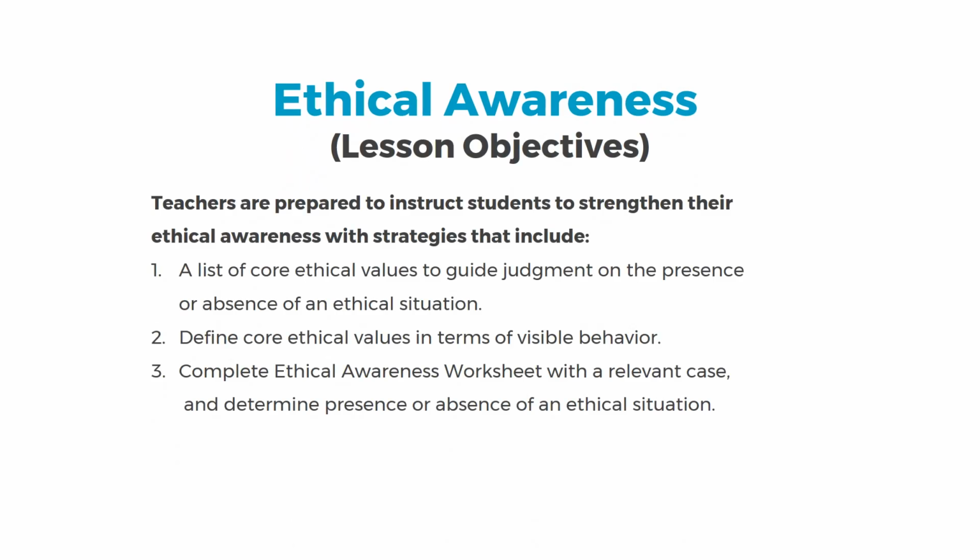With the completion of this example and the review of resources on the Lesson 1 webpage, we trust you feel prepared to design and teach Lesson 1 to your students with the following objectives. Identify a list of core ethical values, Haidt's intuitive ethics, a local list, or a combination list to guide judgment on the presence or absence of an ethical situation. Define core ethical values in terms that are observable and complete the ethical analysis worksheet with a relevant case and the 3 steps to determine presence or absence of an ethical situation.